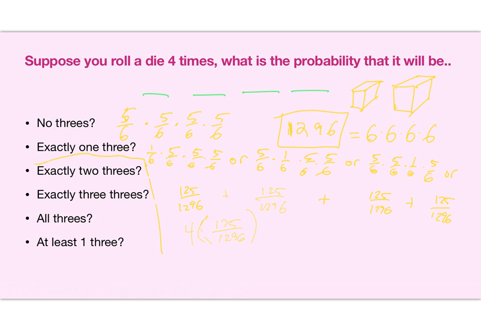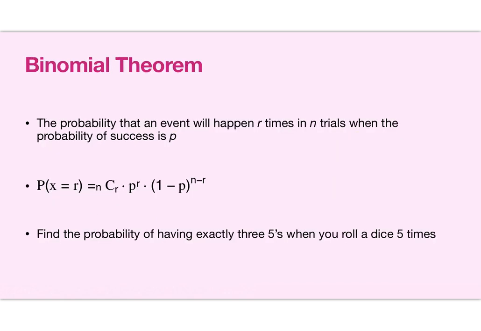Here there's only one way. Now there's one way. Exactly one 3, there are 4 ways. Exactly 2 3s, well, it gets a little bit more complicated. So again, is there a great way that I could do all of this? The answer is yes. It is known as the binomial theorem.